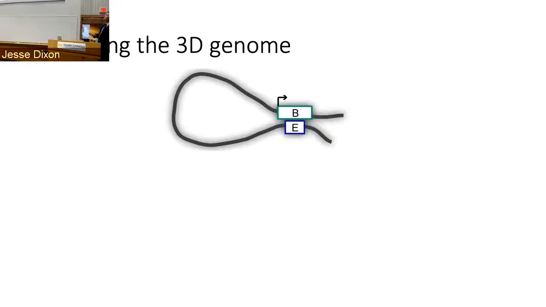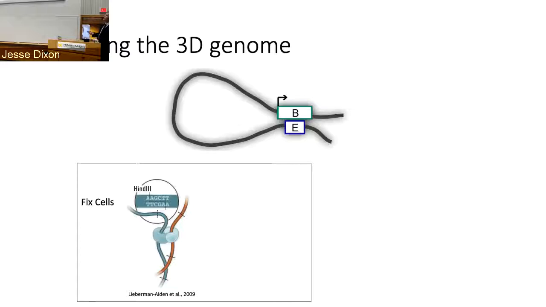So in terms of the tools we actually use to map out these structures, the dominant tool that we use in the lab is a molecular biology-based assay called Hi-C. This was originally developed by Job Dekker and Erez Lieberman Aiden and Eric Lander as well.